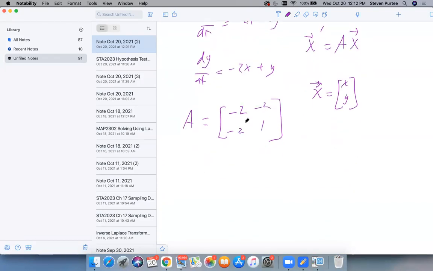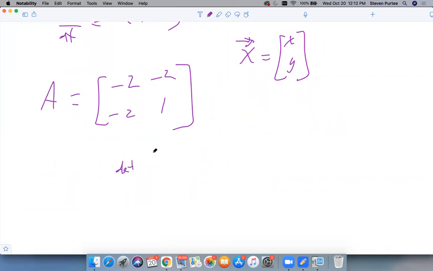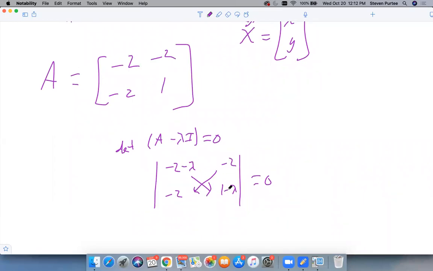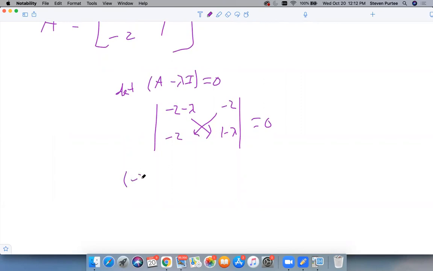Okay, we want to find the eigenvalues of this matrix. So we want the determinant of A minus lambda I to equal 0. So that will be negative 2 minus lambda, negative 2, negative 2, 1, and that determinant will be 0. So we do this little cross multiplying game, this way minus that way. I left off my minus lambda along the main diagonal. So that guy and that guy, you put a minus lambda after. So going this way, negative 2 minus lambda times 1 minus lambda, minus this way, negative 2 times negative 2 would be 4. And that's supposed to equal 0.